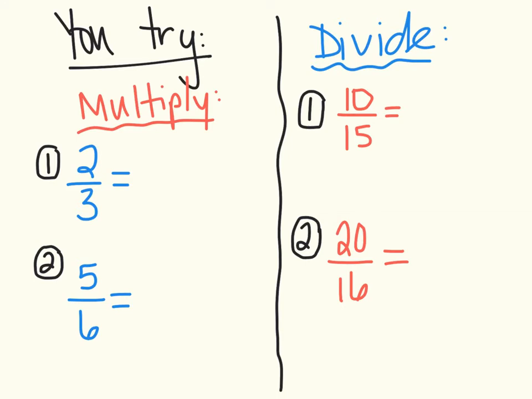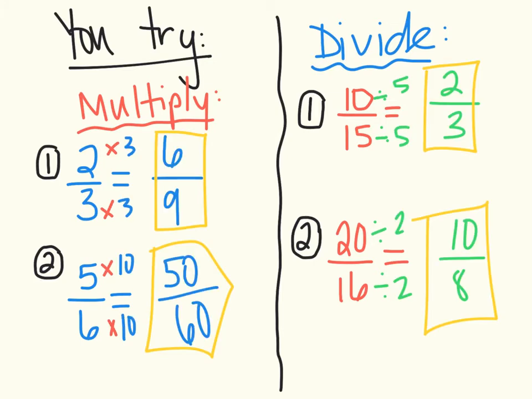Now it's your turn. I'd like you to try multiplying 2/3 by something. Remember to do the same number on the top and the bottom, and to do 5/6 times something, same number top and bottom. Then you're going to do 2 examples for division. Think about what can you divide into both 10 and 15, and what can you divide into both 20 and 16.